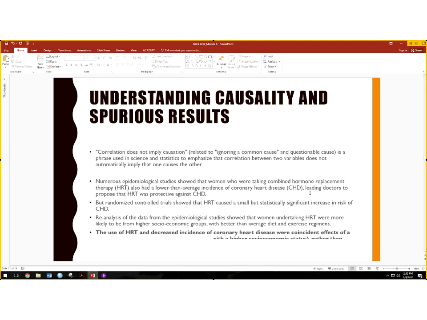So this is an example where hormone replacement therapy had lower than average incidence of coronary heart disease, and so doctors thought that HRT was protective against coronary heart disease, and so they started doing randomized controlled trials, which are the gold standard of research, and they figured out that people that were taking hormone replacement therapy just had generally healthier lifestyles, and so it really wasn't related to coronary heart disease at all.